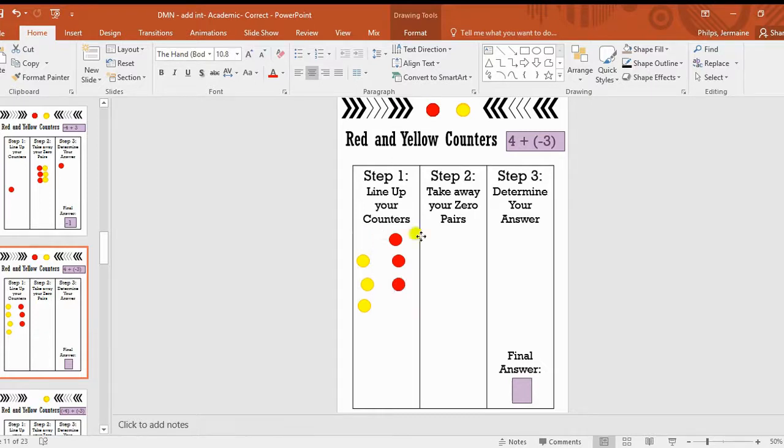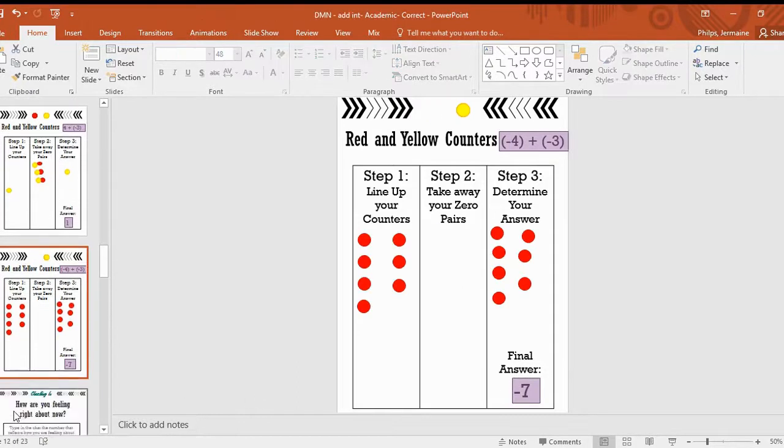3, exactly. Okay. This is a zero pair, so this is 1 zero pair. This is another zero pair. This is another zero pair, and this is another zero pair. So now when I look at step 1, I try to see what I'm left with. I'm left with 1 yellow counter. And like we said, yellow represents positive, so my answer is +1. Let's go to our next slide.